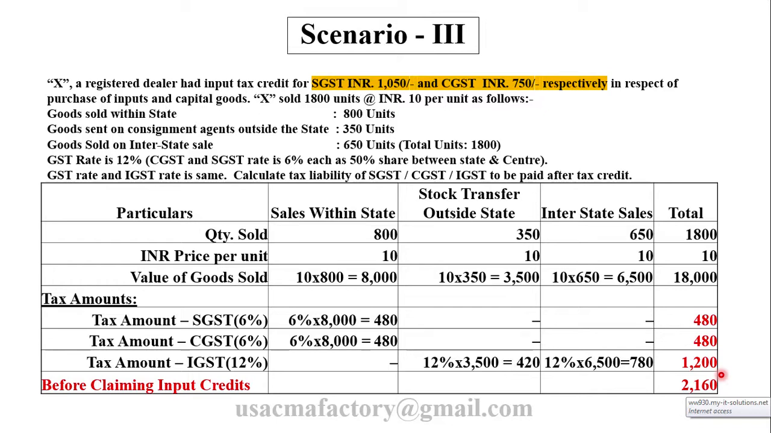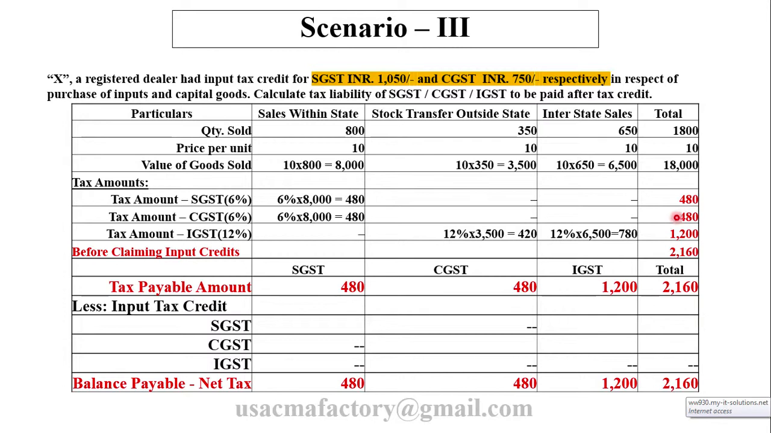Now we have three figures: SGST payable tax 480, CGST payable tax 480, and IGST payable tax 1,200. Total tax payable is 2,160. Now let us see how to claim these taxes as input credits. So 480, 480, 1200 are transposed here as SGST, CGST and IGST.